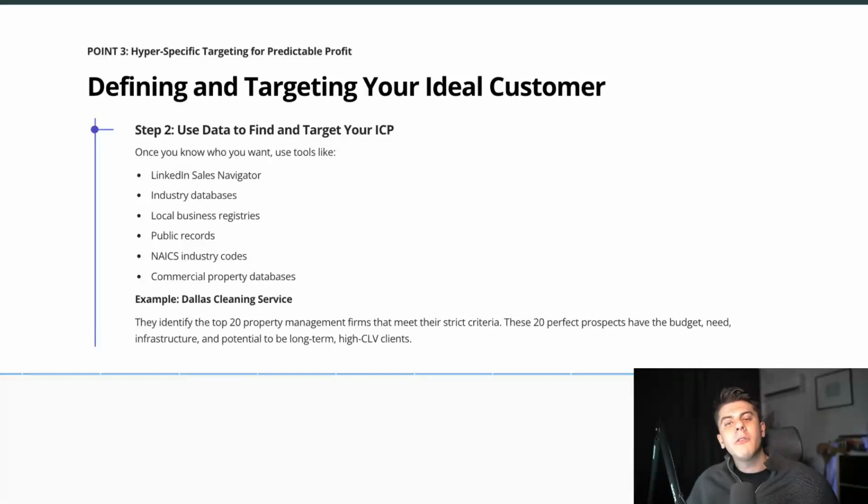Okay. For Dallas Cleaning Service, they research and identify the top 20 property management firms that meet their strict criteria, which is an example I'm going to go through right now. Not 2,000 random businesses, not 500 maybe fits, just 20 perfect prospects who have the budget, have the need, have the infrastructure, and have the potential to be long-term, high LTV clients, which is why we want quality over quantity always.